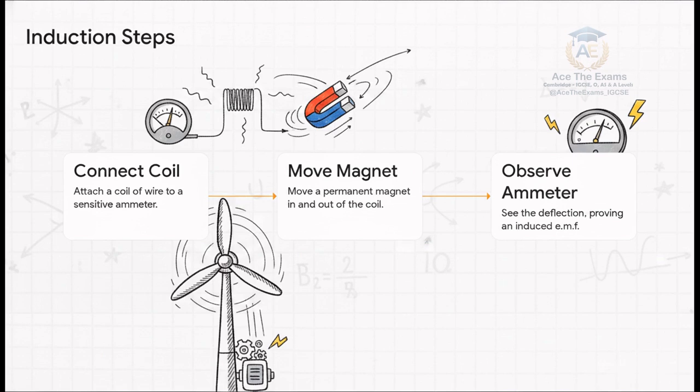It will deflect, proving that simply moving a magnetic field across a wire induces an electromotive force, or EMF, creating a current. This simple, elegant motion of a magnet and a coil is exactly what is happening inside the giant generators of those massive wind turbines we just looked at.